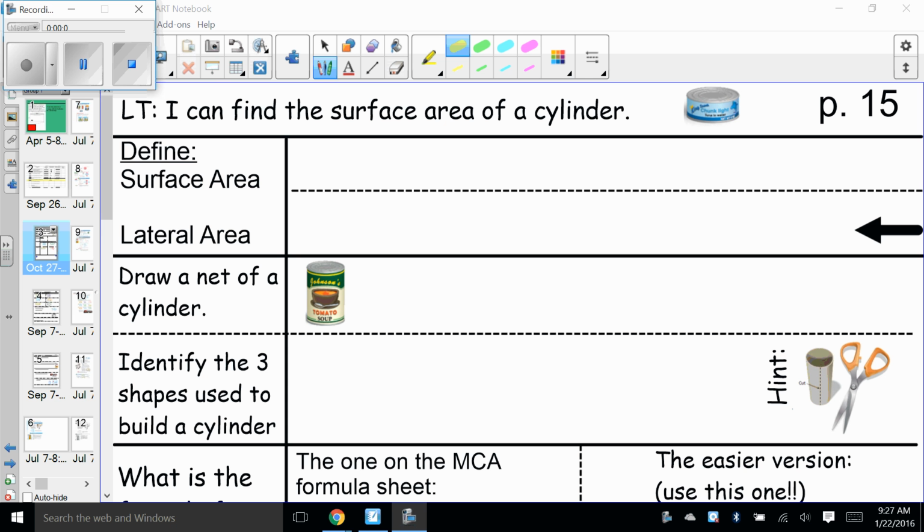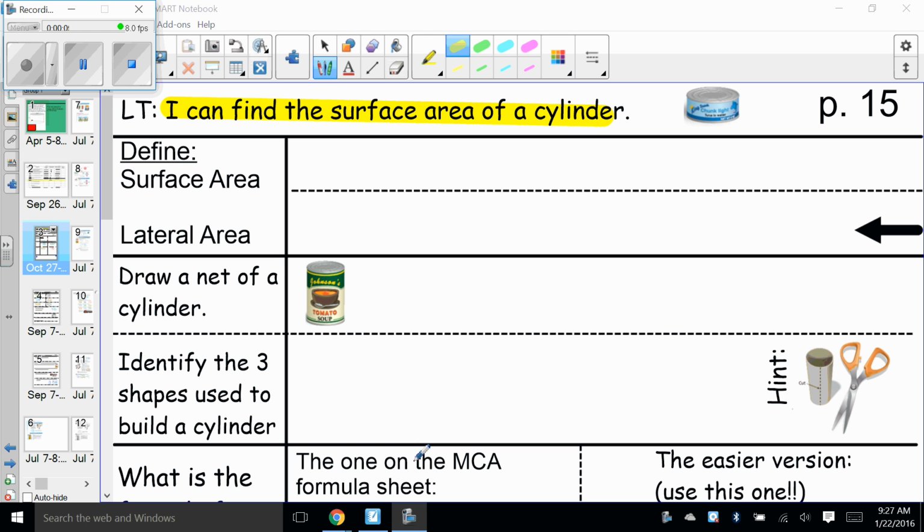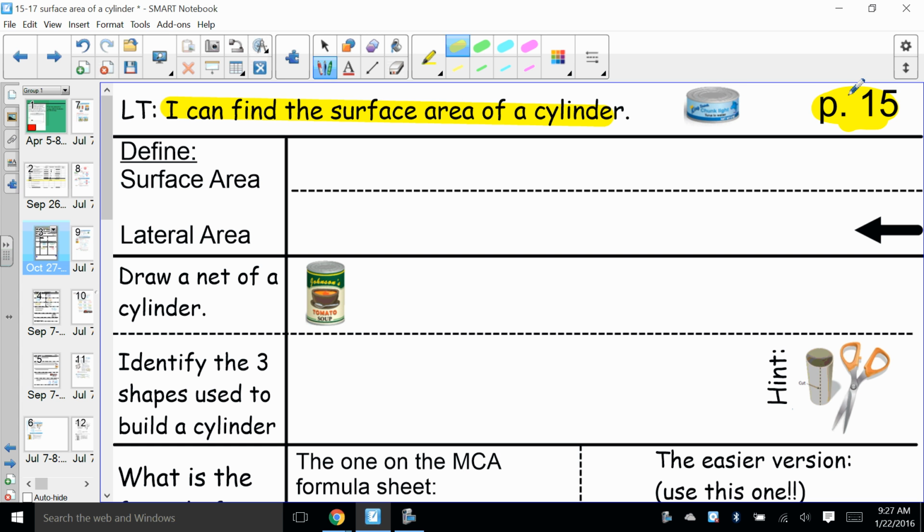Hey, seventh grade. So our learning target for today is I can find the surface area of a cylinder. All right, so you should be on page 15. So we're talking about cylinders again today. We're talking about soup cans, pop cans, things that have a circular base on top, circular base on the bottom, and that rectangle that wraps around.